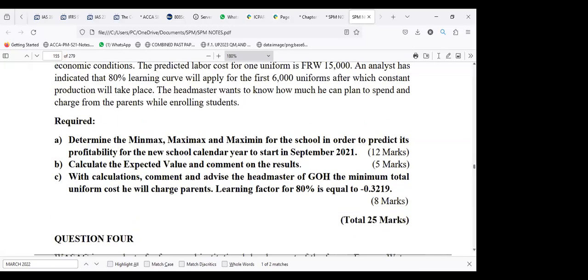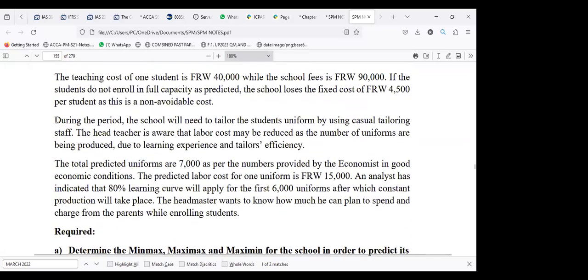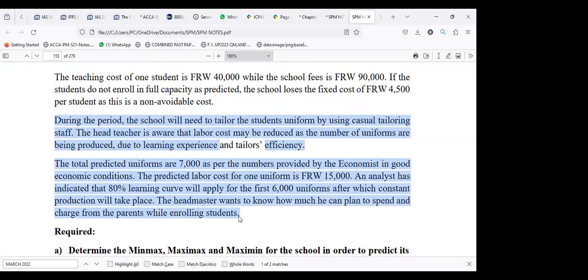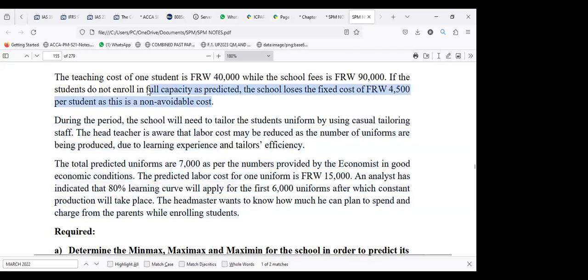As I said last time, this part here was about the learning curve. This paragraph here is typically on the learning curve issues, and here is how it is said. So I'll read from that paragraph. Already we know the other part we did, and what we used it for. So they've said again: during the period, the school will need to tailor the students' uniforms by using casual tailoring staff.